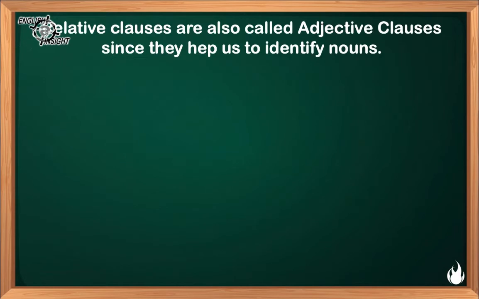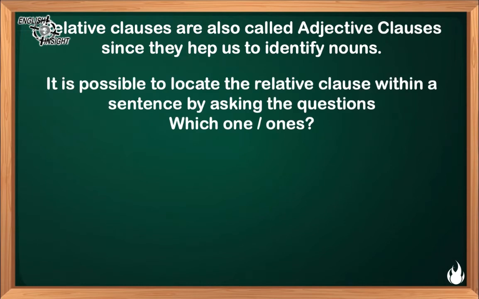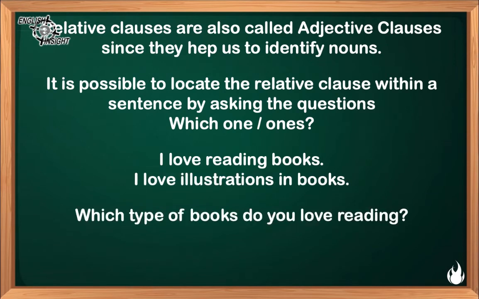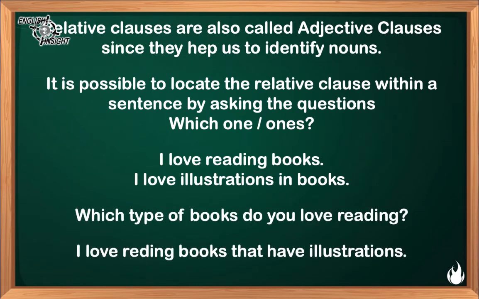Relative clauses are also called adjective clauses, since they help us to identify nouns. It is possible to locate the relative clause within a sentence by asking the questions which one, or which ones. For example, we can say, I love reading books. I love illustrations in books. Which type of books do you love reading? I love reading books that have illustrations.